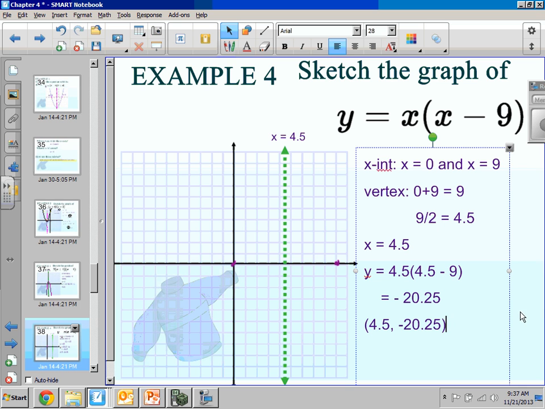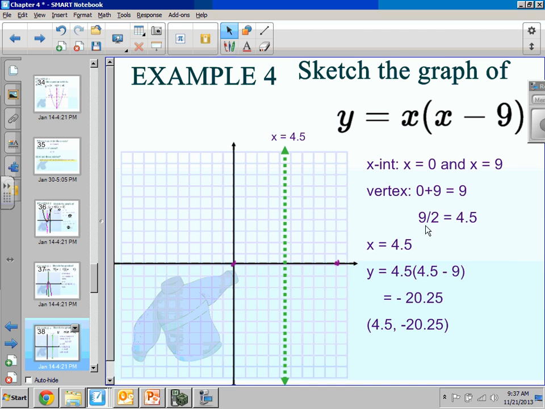And given that, you can put it on the graph. Now, I may want to scale my y-axis by 2s just so I can fit this on the graph. However, it's not generally suggested that you do that because the parabola is going to look more compact than it is in actuality. So if I go by 2s on my y, it's going to look wider than it is in actuality. So for the sake of not having to make my graph huge, I'm just going to put it there and label it (4.5, negative 20.25).